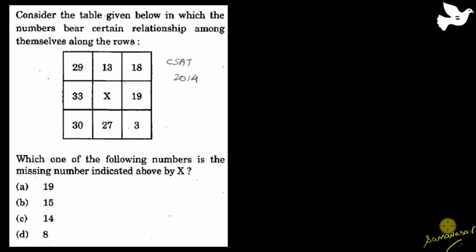Hello everyone. This is a question from CSAT 2014 and it says this is a table with some numbers given and we are supposed to find out x using the existing relationship between the given numbers. Now whenever you have more than two numbers, generally the first thing that you might want to try is to sum all those numbers.